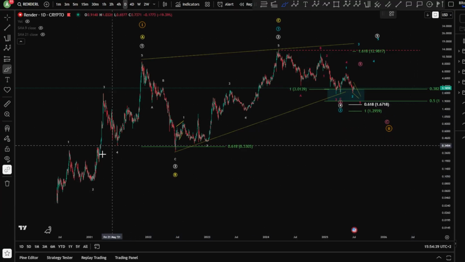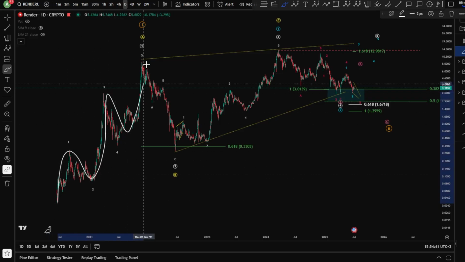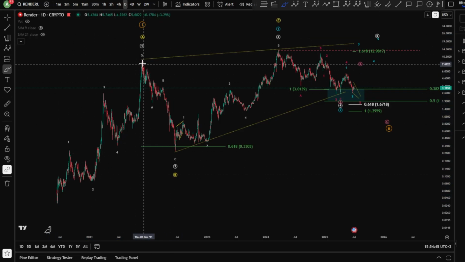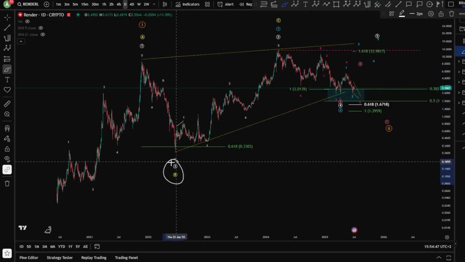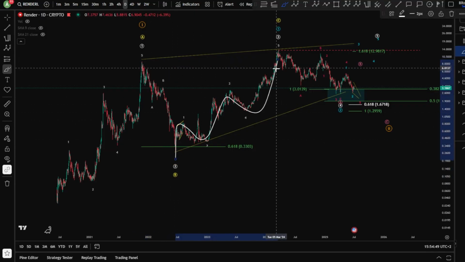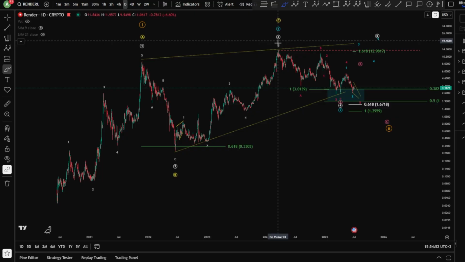We're gonna start with Render on the daily chart here, where we have a 1, 2, 3, 4, 5 impulse towards the upside, finished wave A or wave 1. We have an ABC for a wave 2 and continuation impulsively toward the upside for a wave 3.